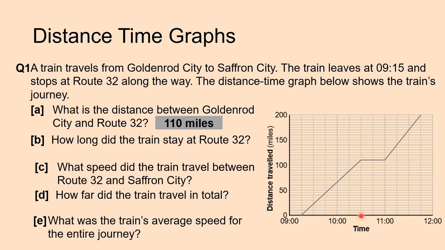So it stayed from 10:30 until 11. So that's 30 minutes. What speed did the train travel from Route 32 to Saffron City? Well, it was there for 45 minutes, and it travelled 90 miles. So we do 90 miles divided by 45 minutes and we get 120 miles per hour.